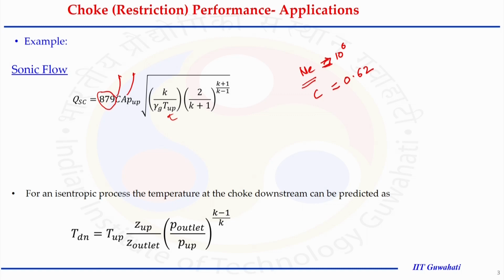Next point is the downstream temperature. We understand how to relate the upstream and downstream temperature for an isentropic process. It is a very simple case. When we have a real gas, we have to calculate the compressibility factor at both the upstream and downstream conditions. If we put all that information in, we will get the value of the downstream temperature.